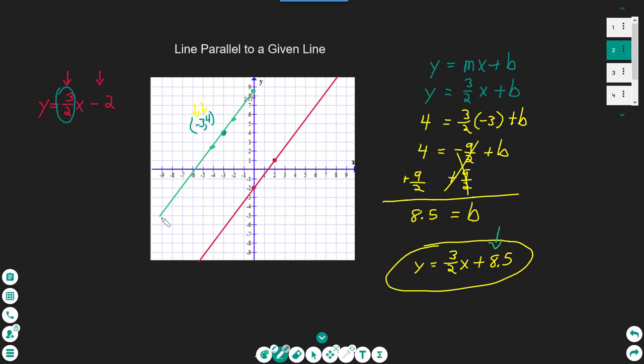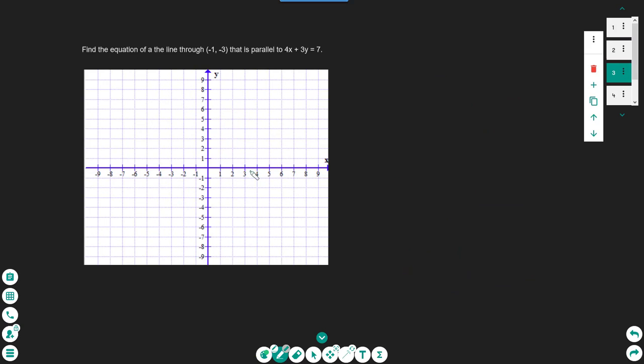And if I can just get that at least fairly close, we can see that we actually, and it may not look perfect in this picture, but we have a line that is indeed parallel to our red line. All right? So pretty straightforward. Why don't you go ahead and try this one and see how you do. So pause the video, try it on your own, and then we'll do it together.